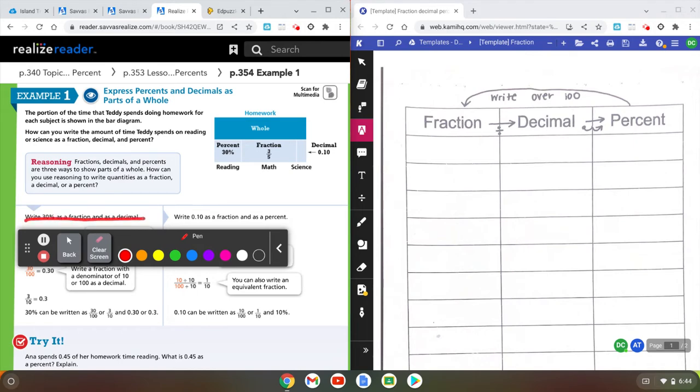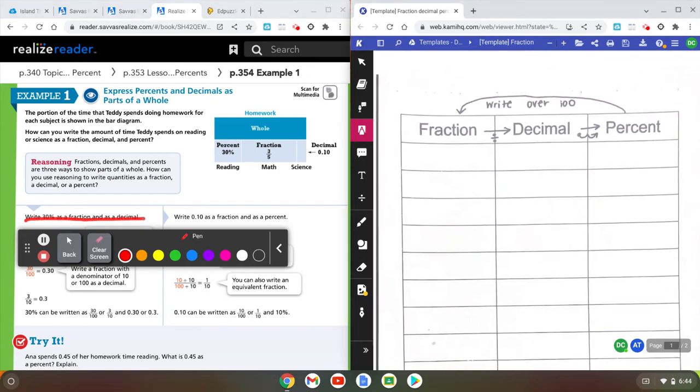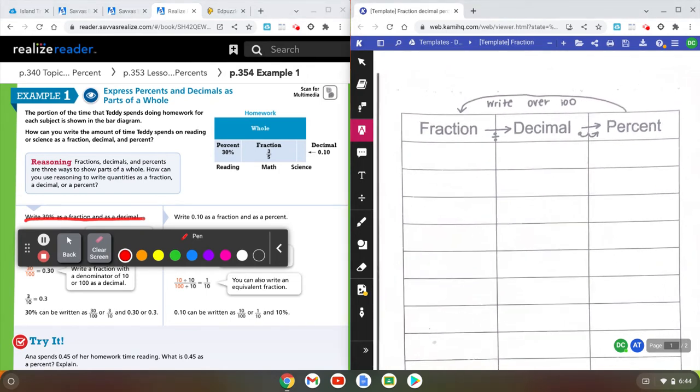So we have to figure out, well, what are we starting with? Is 30% a fraction, a decimal, or a percent? 30% is a percent. So we're going to start by writing 30% in our chart. Okay, so now we want to write that 30% as a fraction.